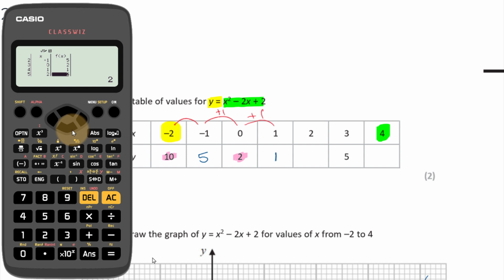Then I've got 2 and 2. So let's write that in. And then 3 and 5. Again, I've already got that one on my table. So it's all matching up. So it's all good. And then finally 4 and then 10.